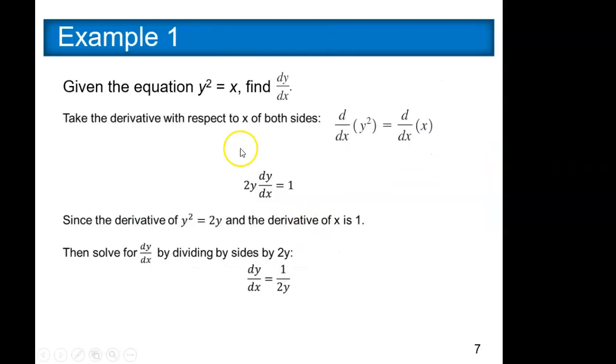Okay, so if we have an example like this, let's say we have y squared equal to x. So y would be implicitly defined in terms of x. So we don't have y just by itself. We're asked to find dy/dx.